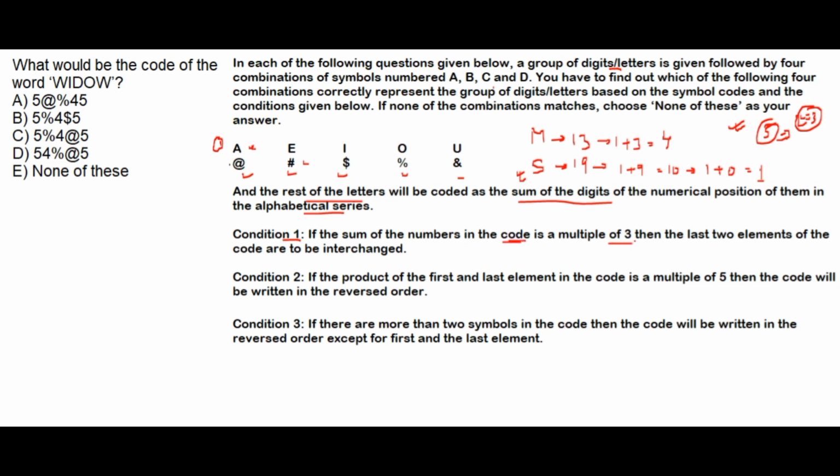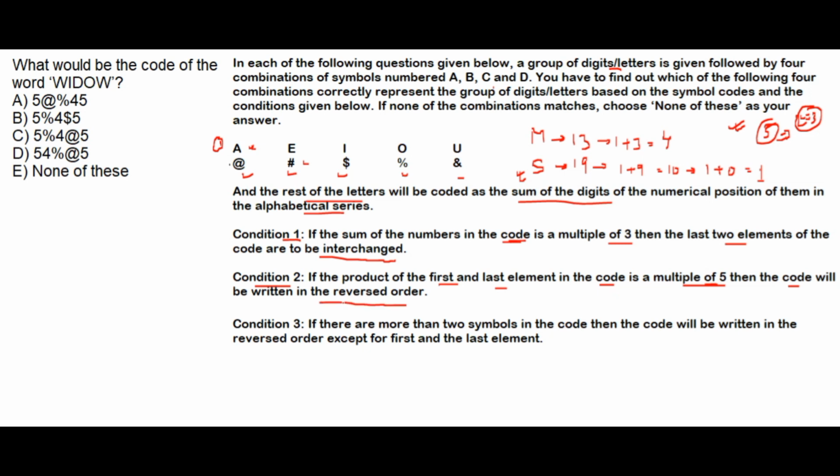Okay, so if the sum of it is a multiple of 3, then the last 2 elements of the code are going to be interchanged. Now condition 2 is given: if the product of the first and the last element in the code is a multiple of 5, then the code is going to be reversed.